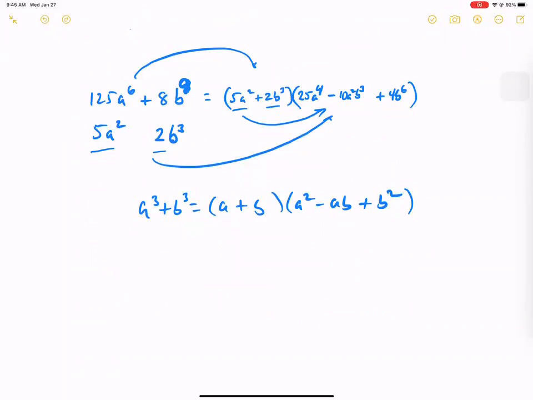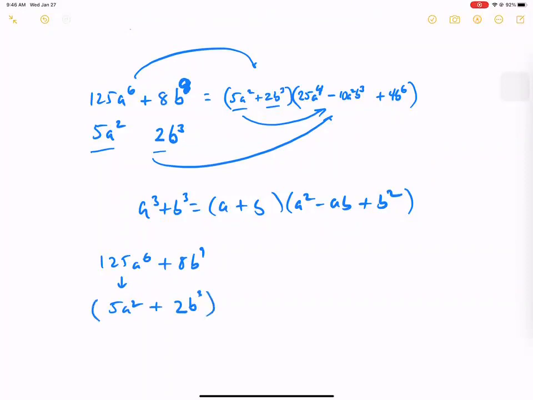So let's do the same problem again. 125 a to the 6 plus 8b to the ninth. What is the a value? What did I cube to get to 125a to the 6? That was 5a squared. What was it that I cubed to get 8? Well, that's 2 times 2 times 2. And b cubed is b to the ninth. So that's our starting point.